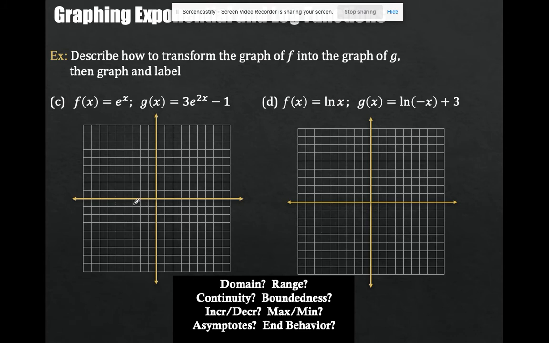So any exponential function, I don't care which one we have here, the domain is all real numbers. But our range, which normally is y is greater than or equal to 0, do you remember what happened? We had a horizontal asymptote at y equals -1. Continuous, yes. Boundedness, what is this? How is this function bounded?